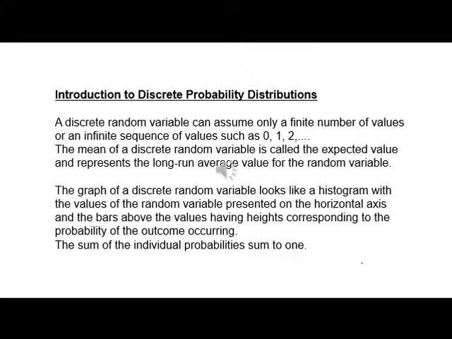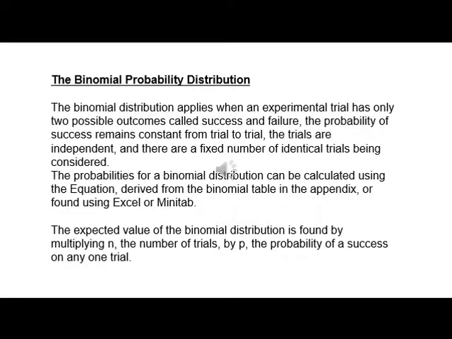The binomial probability distribution. The binomial distribution applies when an experimental trial has only two possible outcomes called success and failure. The probability of success remains constant from trial to trial. The trials are independent, and there are a fixed number of identical trials being considered.